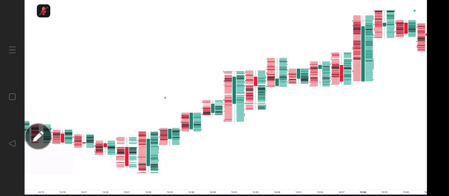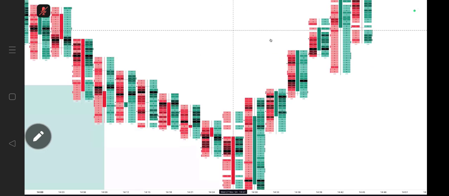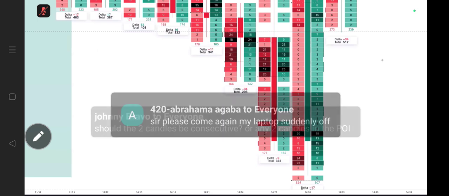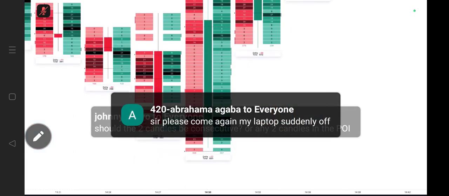So, you see, footprint takes a lot of time to actually perfect. Now, you might think you understand it until you start taking stupid losses, right? Because some of you want to be aggressive.